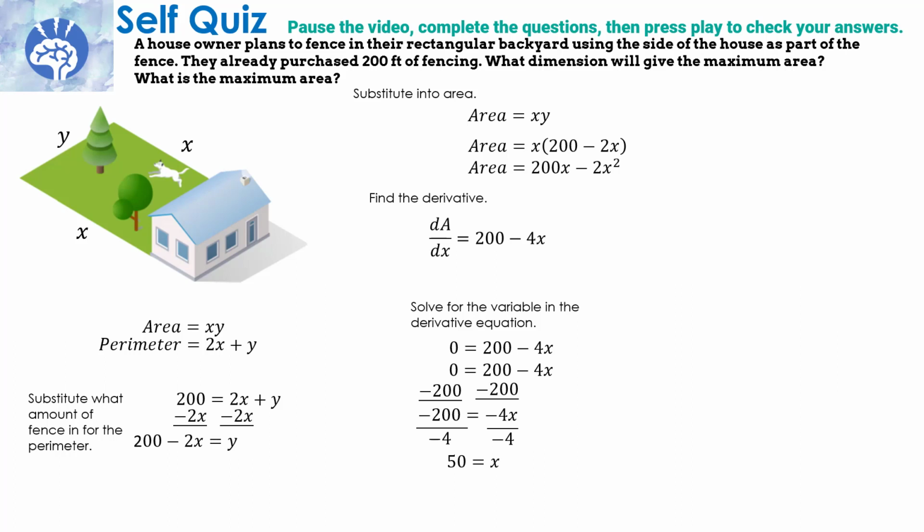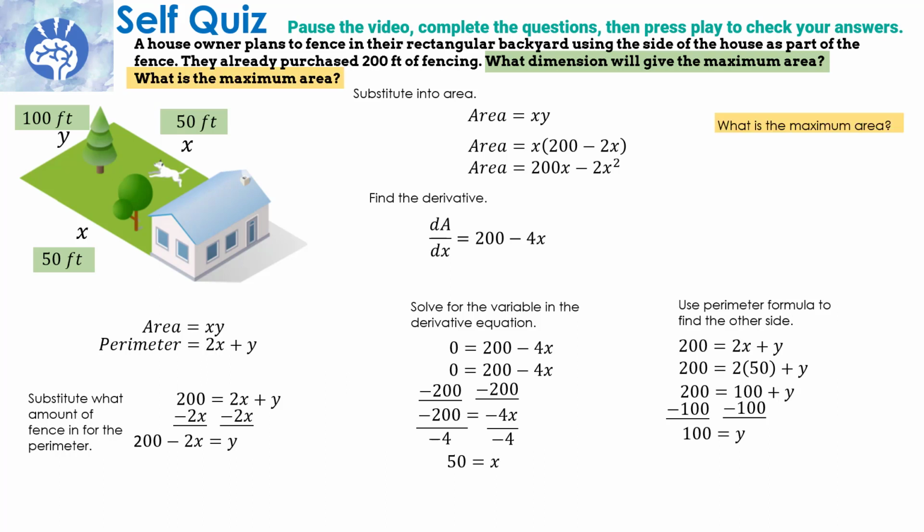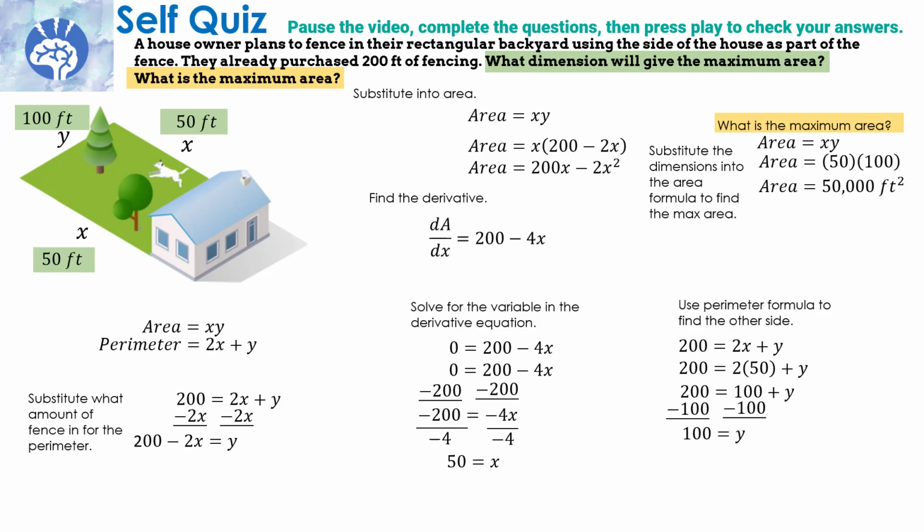So that gives us one of the dimensions. We need to find the other dimension. We're going to use the perimeter to find the other side. The perimeter is 200 equals 2x plus y. X is 50. Following the order of operations, 2 times 50 is 100. Subtract 100 from both sides, and it turns out that y equals 100. What will give the maximum area? 100 feet by 50 feet by 50 feet. What is the maximum area? Well, we're going to substitute the dimensions into the area formula to find the max area. Area equals x times y. X is 50, y is 100. This gives us an area of 5,000 feet squared.